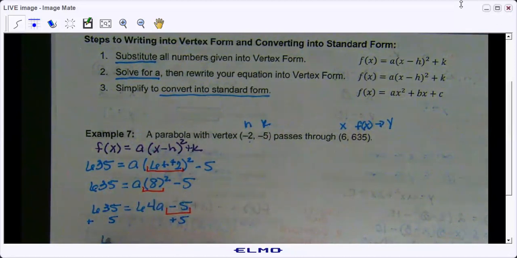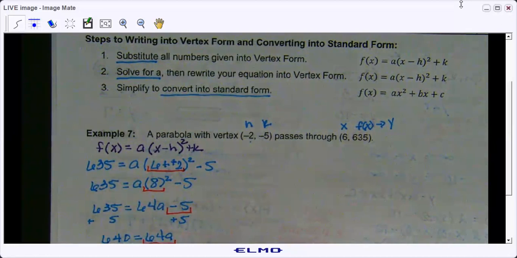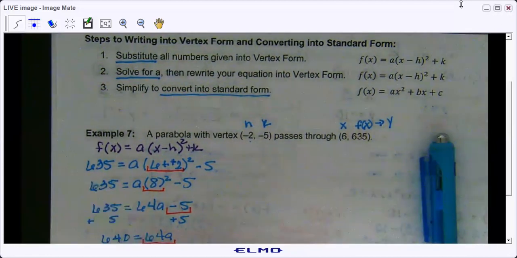And we get 640 equals 64A. Now I'm going to divide both sides by 64. All right, so we have just figured out A.